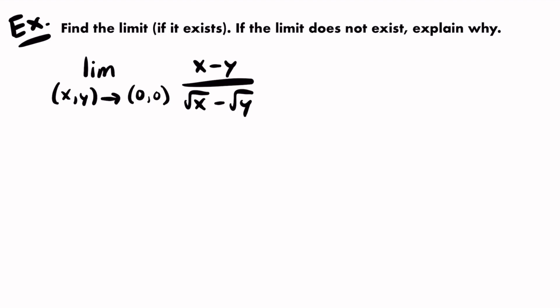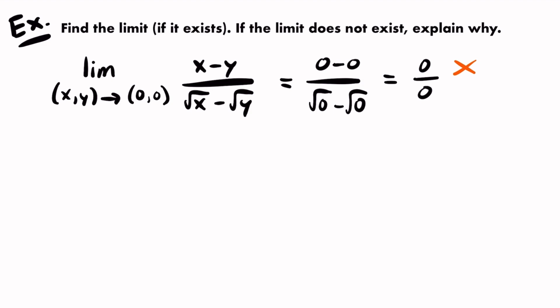All right, so the first thing that we should do here, just as we've done with the previous examples, is try plugging in the values of x and y that we are approaching. In this case, x is approaching 0 and y is approaching 0. So plug 0 in for x and y in this expression and see what you get. In this case, we will get 0 minus 0 divided by the square root of 0 minus the square root of 0, which will just be 0 divided by 0. All right, that is an indeterminate form. We cannot determine if the limit exists or does not exist just based on plugging in (0, 0) into the function as it is. And so what do we do next?